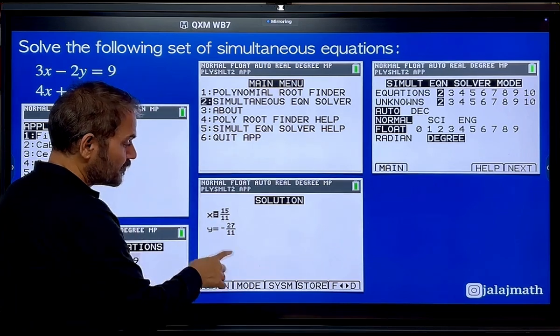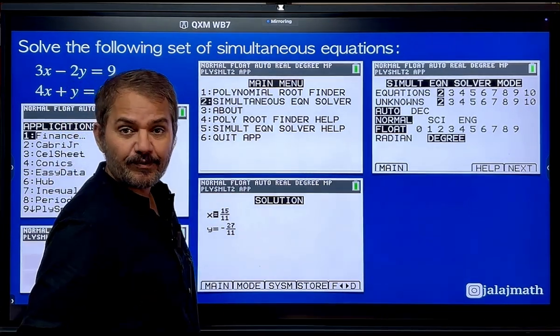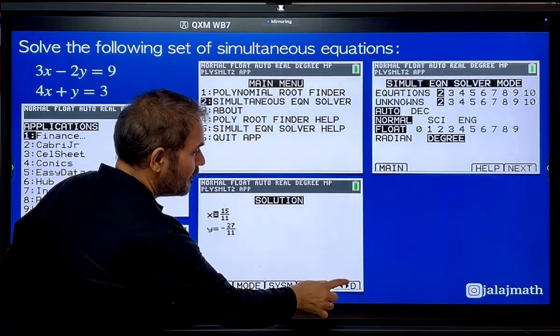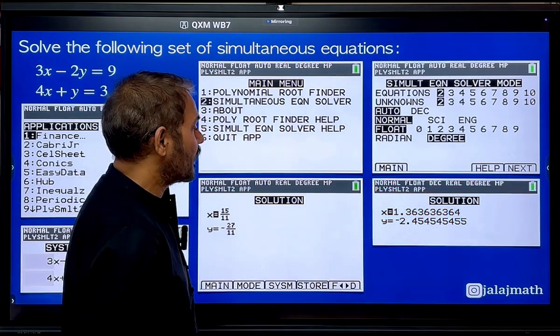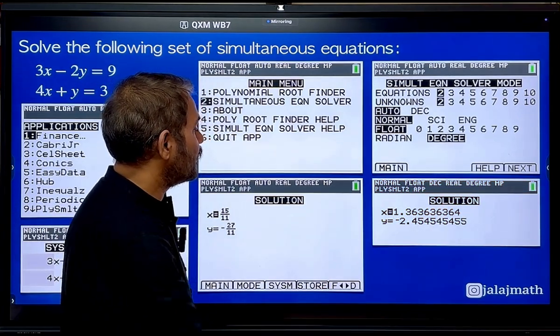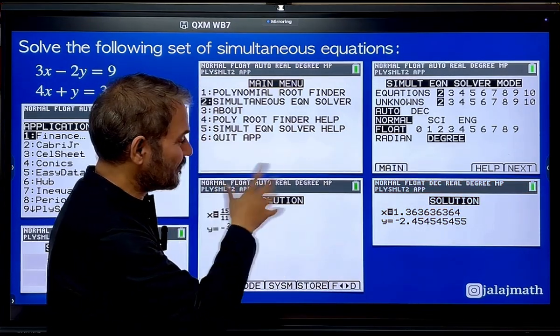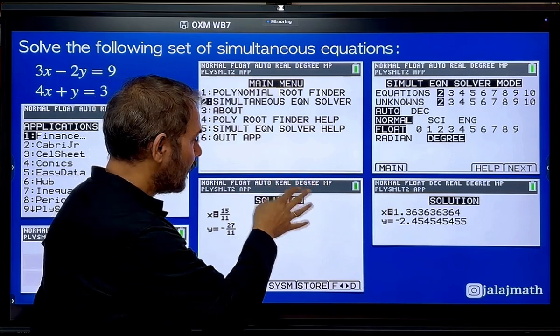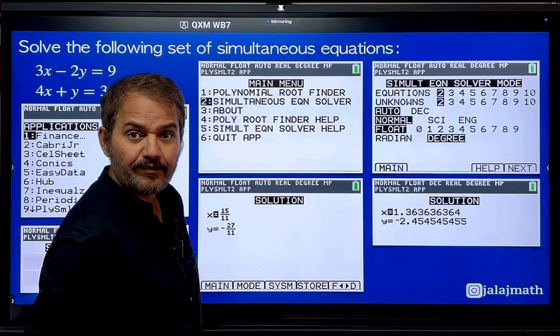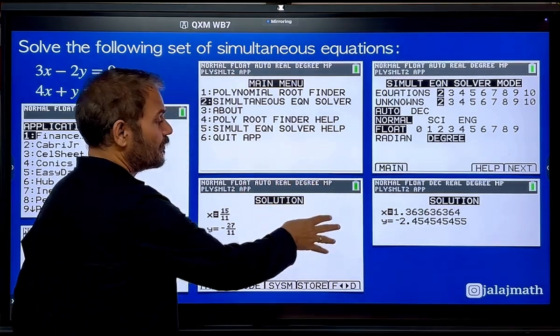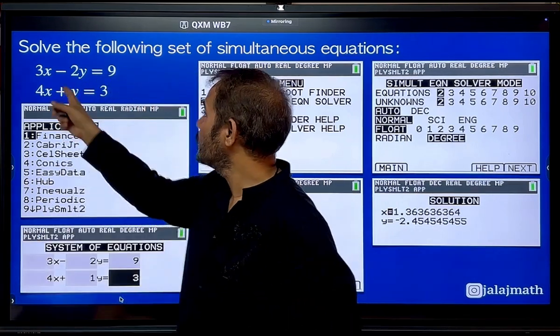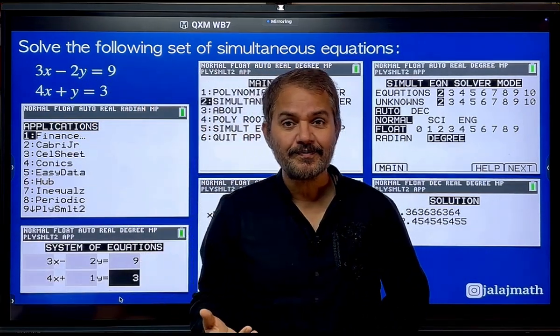Now this is in a fraction. If you would like to see the corresponding decimal value, just press F<>D and this is what you see. x is equal to 1.3636 and so on, and y is negative 2.45. So this is the solution to these simultaneous equations.